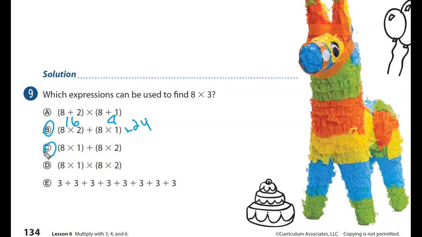Yes. Well, it would only work if I have 8 threes, okay? So let's check. 1, 2, 3, 4, 5, 6, 7, 8. Yep. Okay, because I'm skip counting, right? Adding by threes. That would be 24.